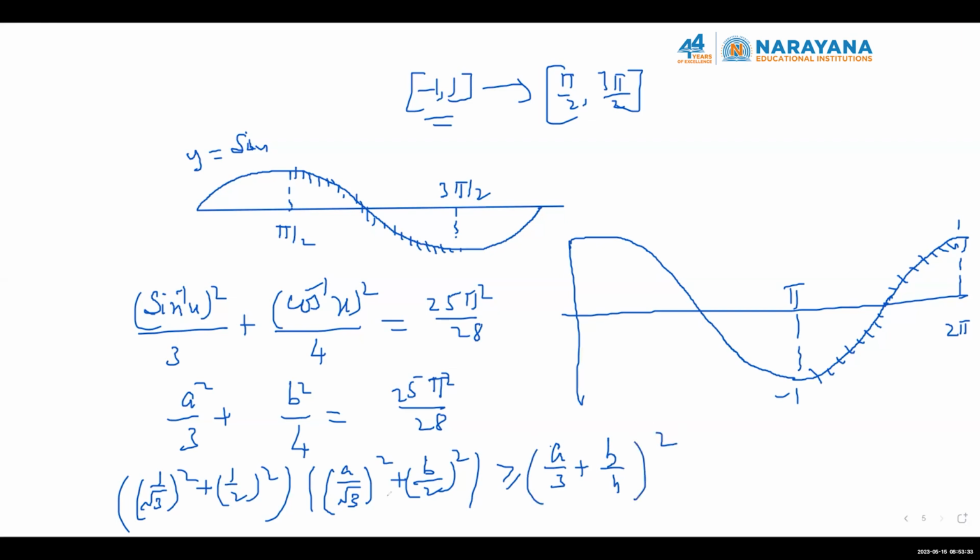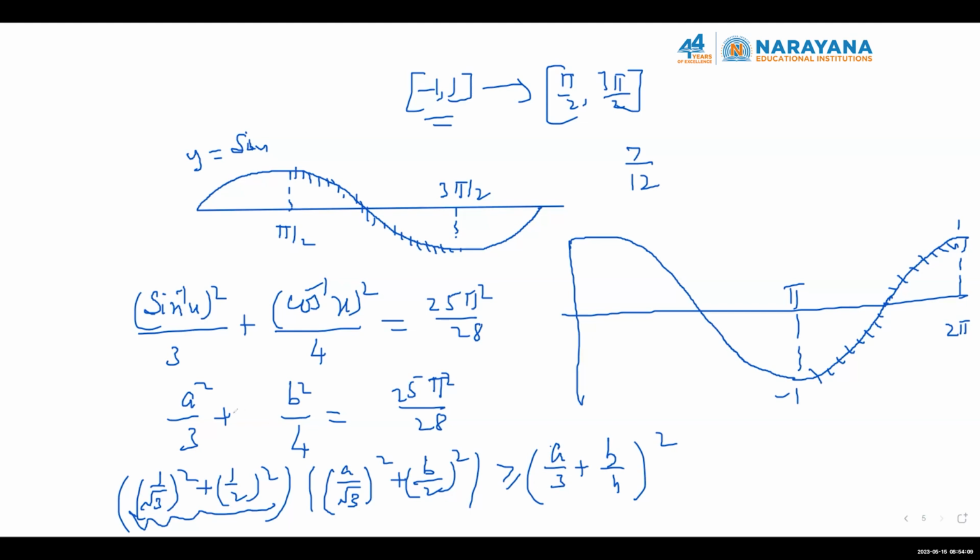Correct. And what is your LHS? Can you check? Yes, sir, 25 pi square by 28, multiplied by this. If you simplify that, 1 by 3 plus 1 by 4 will be how much? 7 by 12, I suppose. Yes, sir. So 7 by 12.